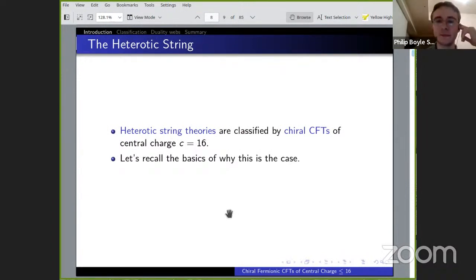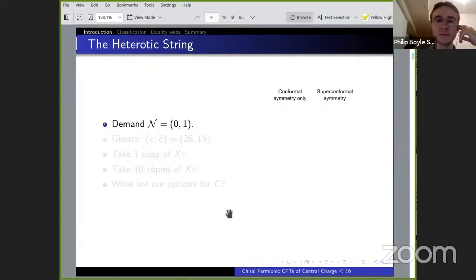So here's a fact. Heterotic string theories are classified by chiral CFTs with central charge C equals 16. So let's take a moment to recall the basics of why this is the case. So how does the heterotic string work again? Well, the key is the symmetry on the world sheet. You demand that the world sheet has conformal times superconformal symmetry. So you demand N equals (0,1).